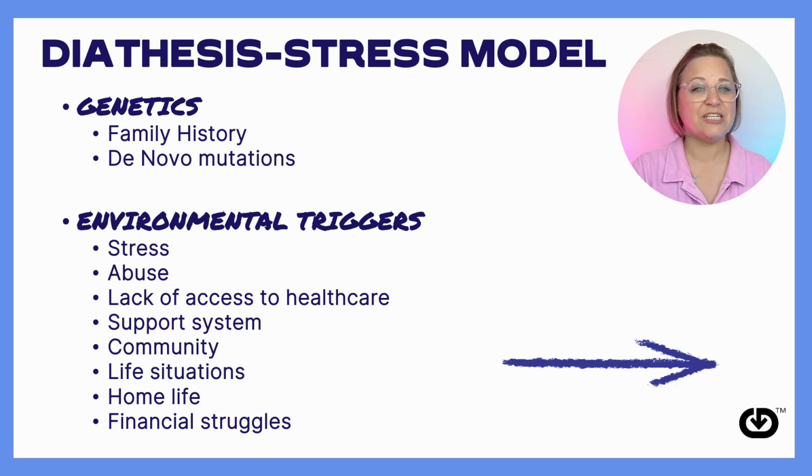So in addition to genetics, there's some kind of environmental trigger. These triggers can be things like abuse, stress, lack of access to healthcare, problems in their community, home life situations, or financial struggles. So when you have a genetic predisposition plus an environmental trigger, it sets you up to more likely have a mental illness.